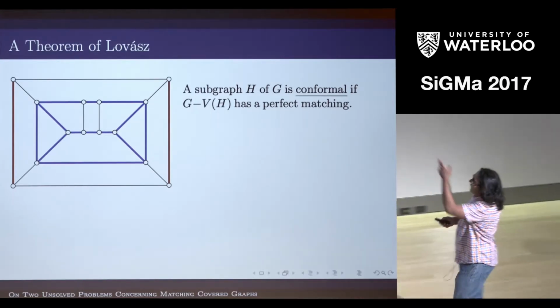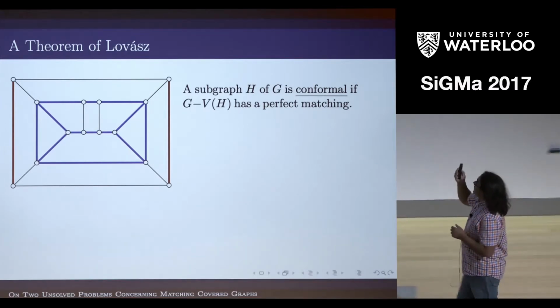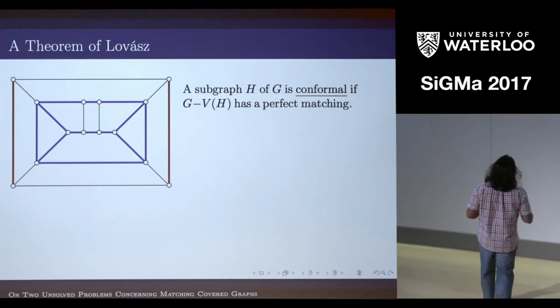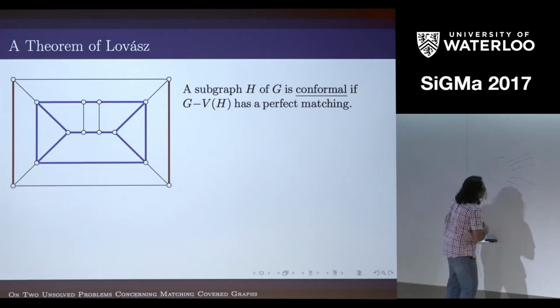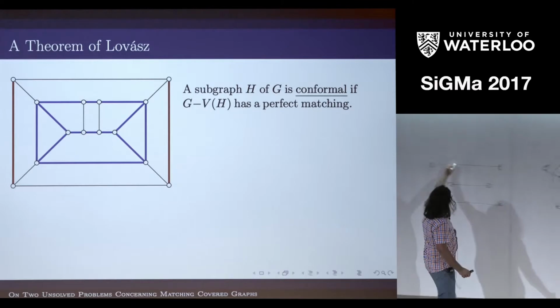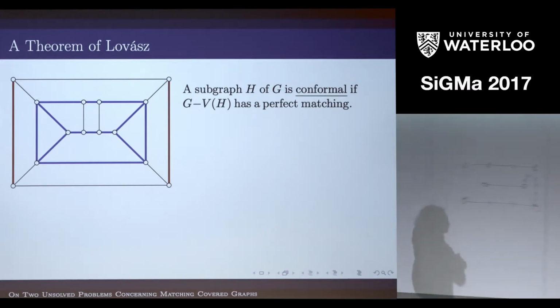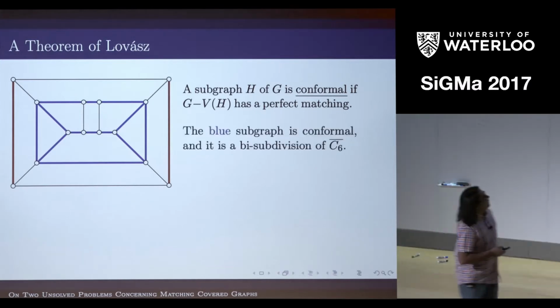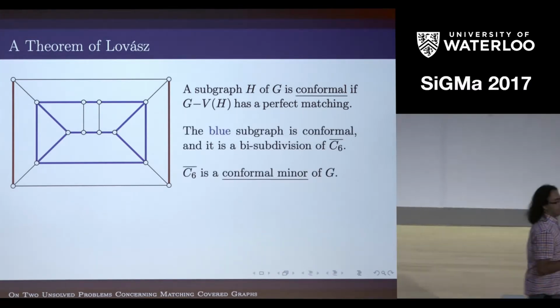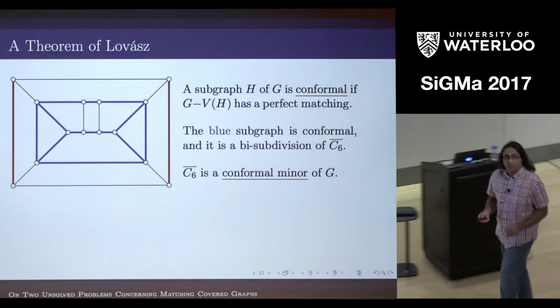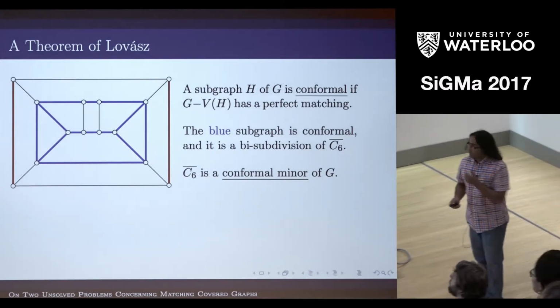And in particular, in this case, the blue subgraph is a subdivision of the triangular prism, but not just any subdivision. It is a subdivision where you replace each edge by an odd length path. So any such subdivision, we are going to call a bisubdivision. And so here you've got a bisubdivision of the prism that is a conformal subgraph. And we are going to say that the triangular prism is a conformal minor of this graph G.